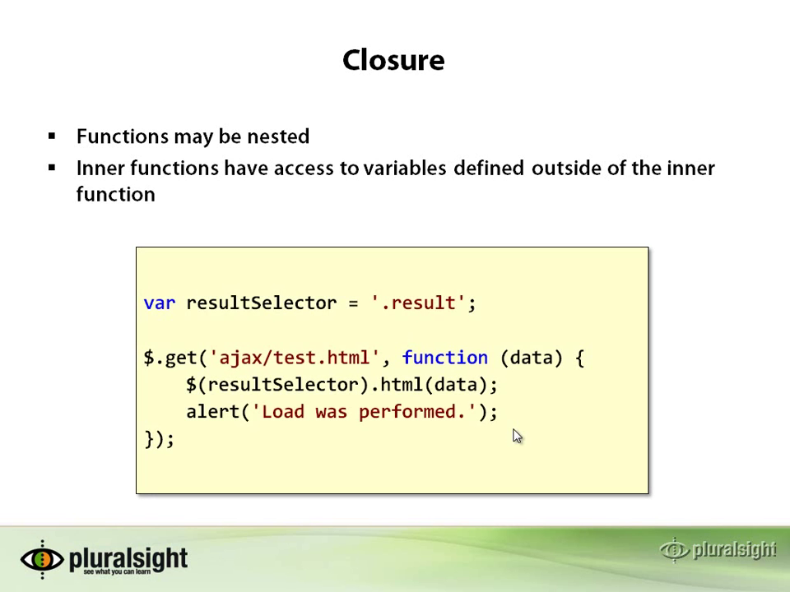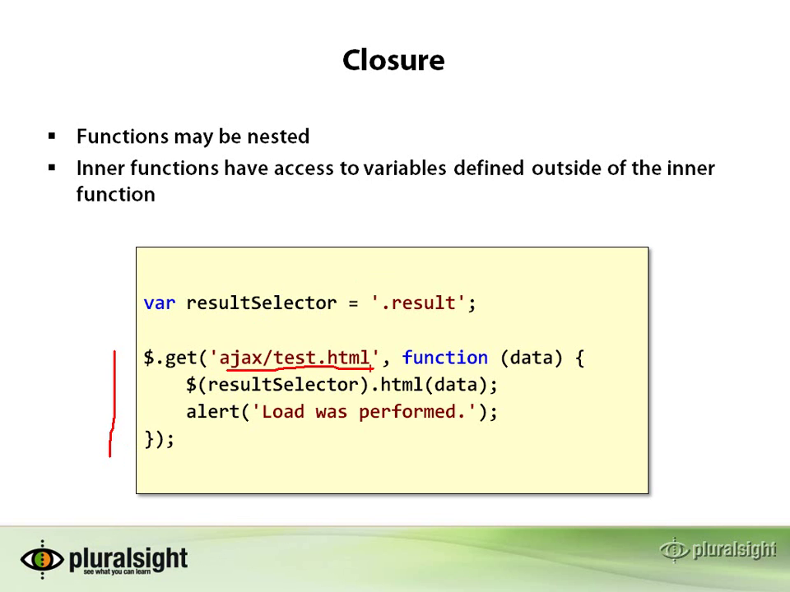Here's a very common example of a jQuery method call that takes advantage of this closure property. What this code here is doing is performing an AJAX HTTP GET request to this URL here. Now this is an asynchronous operation, so the script is going to start that method call and then continue processing without waiting for the result.